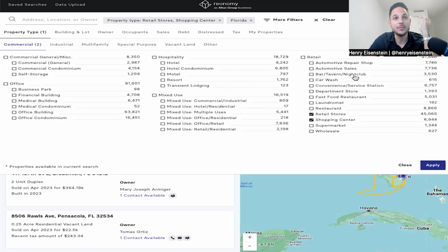Bars and taverns, nightclubs. I'm not calling that kind of stuff. Car washes, a very lucrative one. I think there's got to be more than 600 car washes in the entire state of Florida. Let's just be honest. Convenience stores and gas stations could be a really lucrative one if you have some buyers for that.